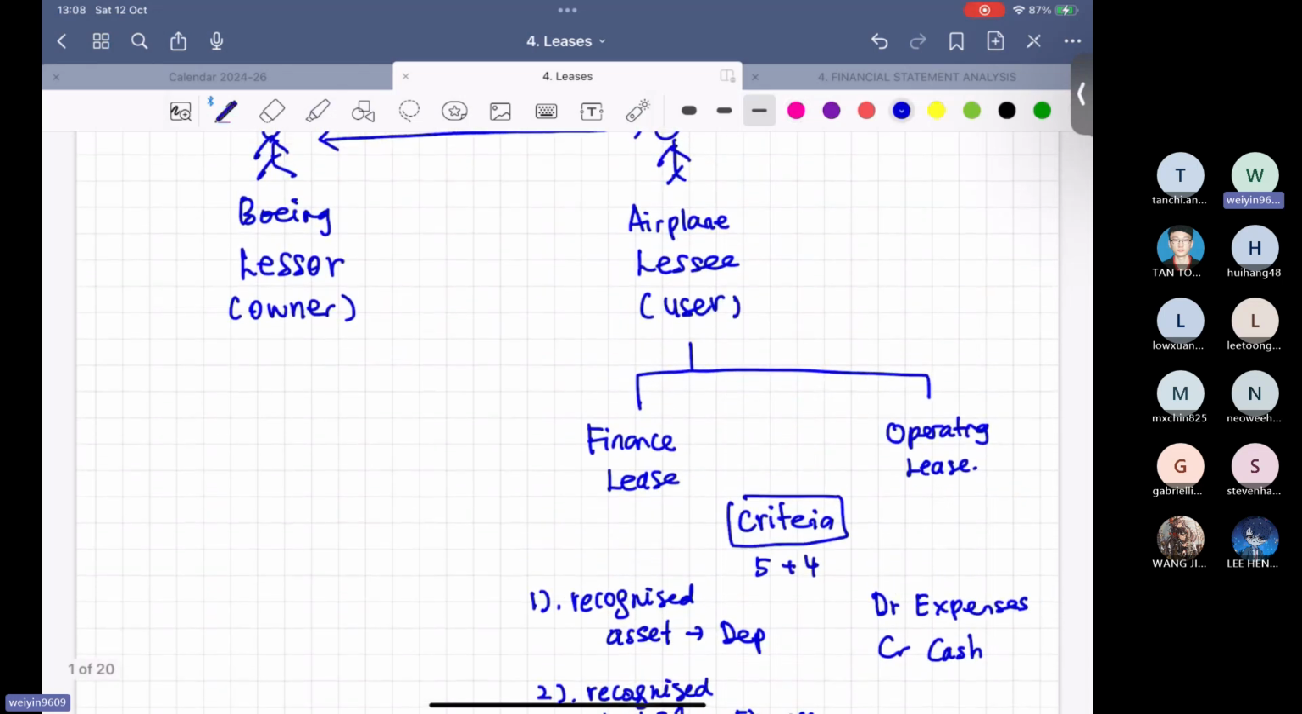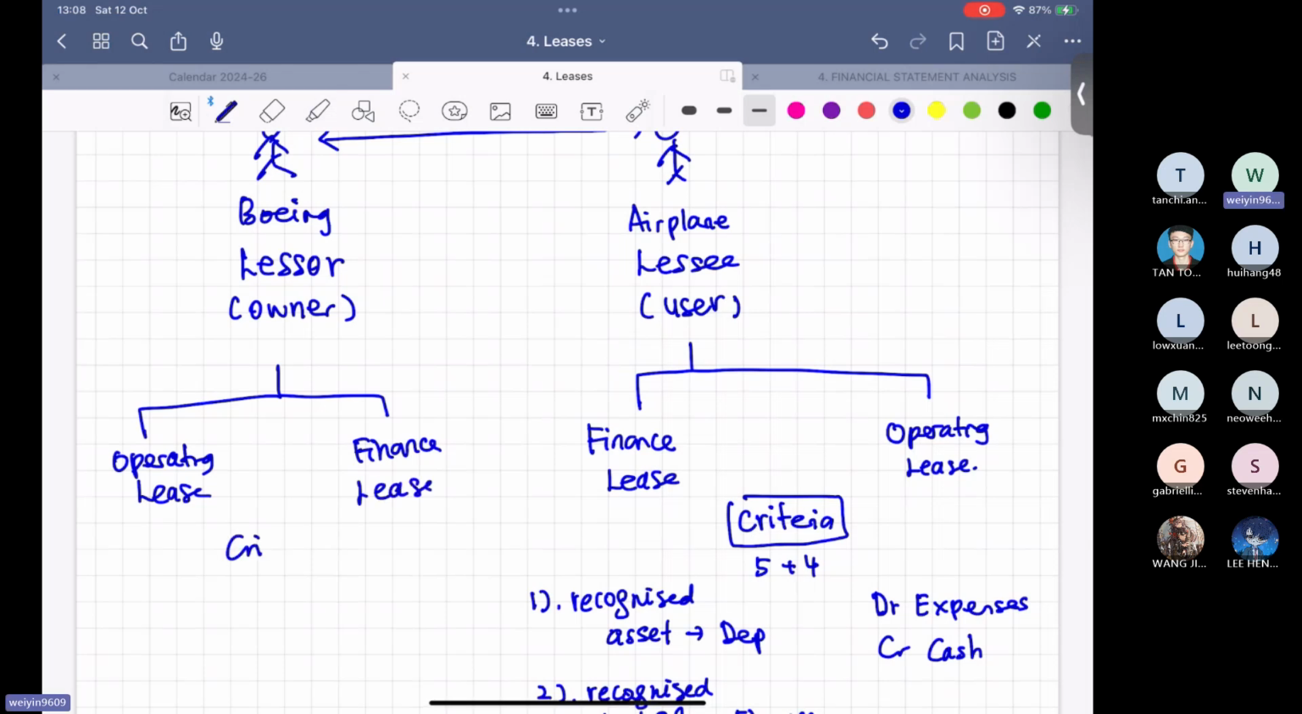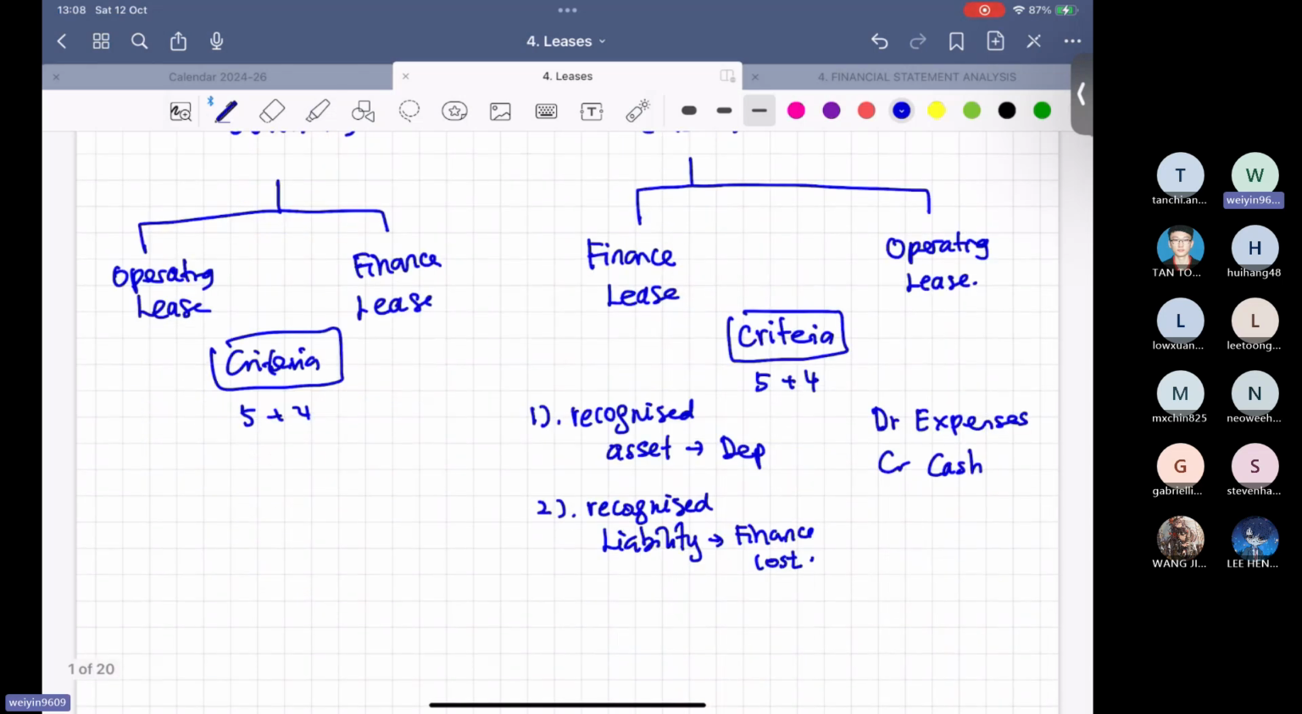As for the lessor, again, it will be the same. We have an operating lease and we have a finance lease. Same, we need to go through the criteria, the 5 plus 4 criteria, which apply to the lessor and to the lessee. If it is an operating lease, you will have rental income, but the asset still belongs to you. But if it is a finance lease, then you will de-recognize your asset and put it as a lease receivable. This one we will see later on.